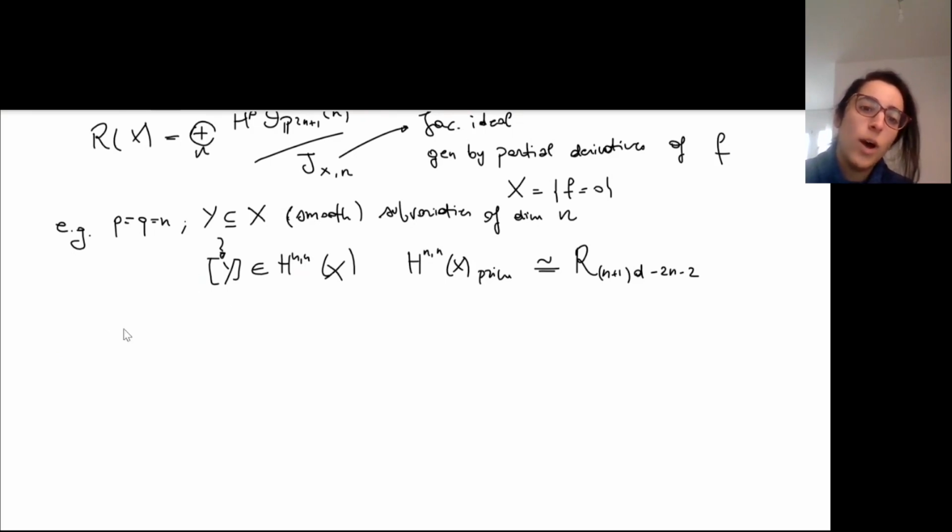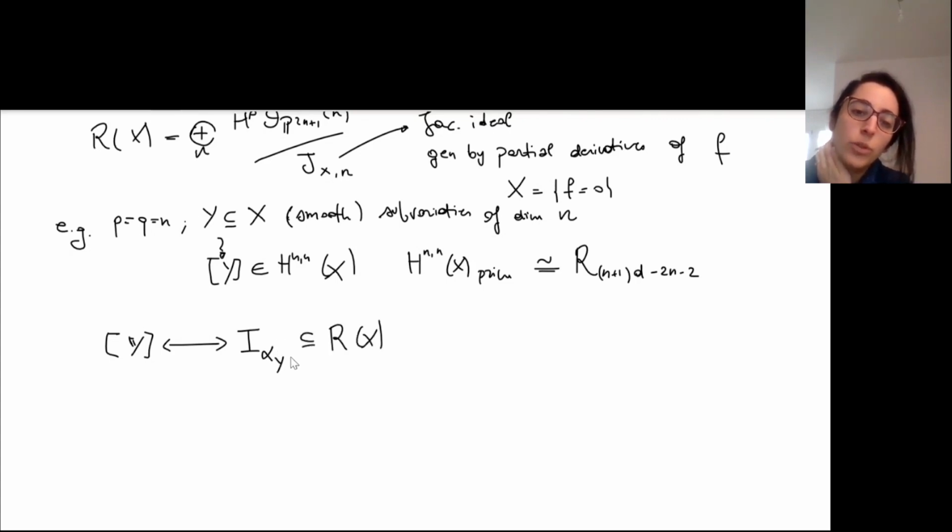What I mean by reconstruction is what I try to say really roughly here. We start with Y in X, we associate to Y its class, and to the class of Y there is a standard way to associate an ideal. I will call it E_alpha(Y) later, inside R_X, so it's an ideal of polynomials.